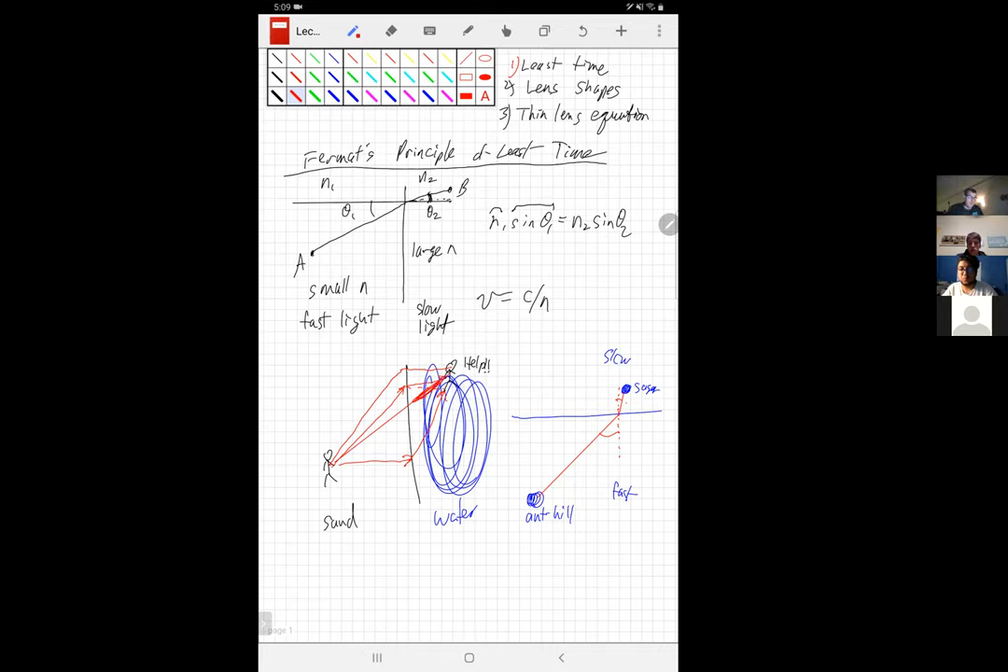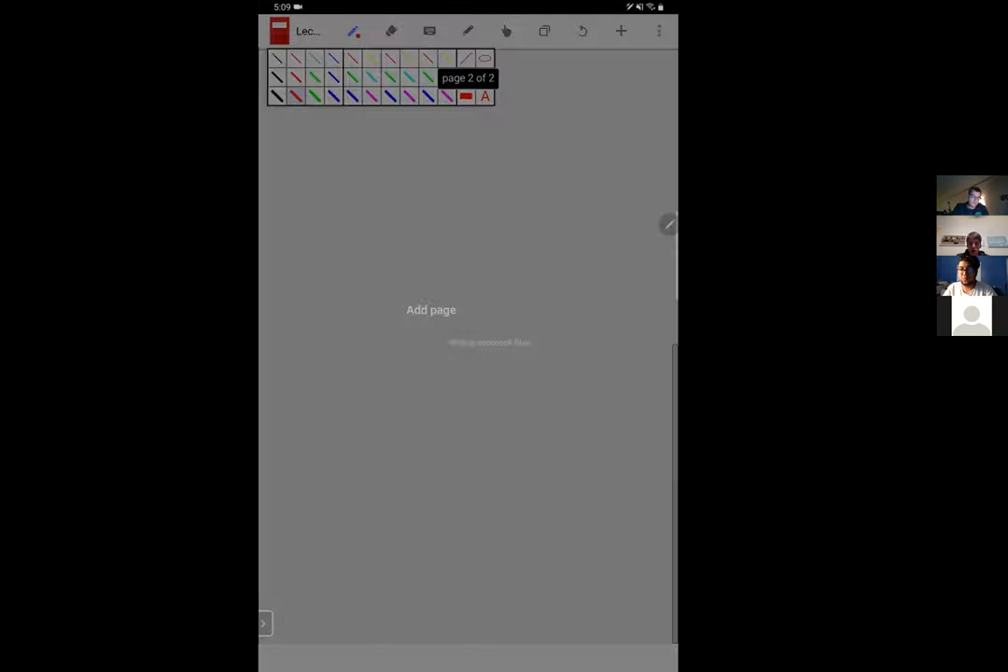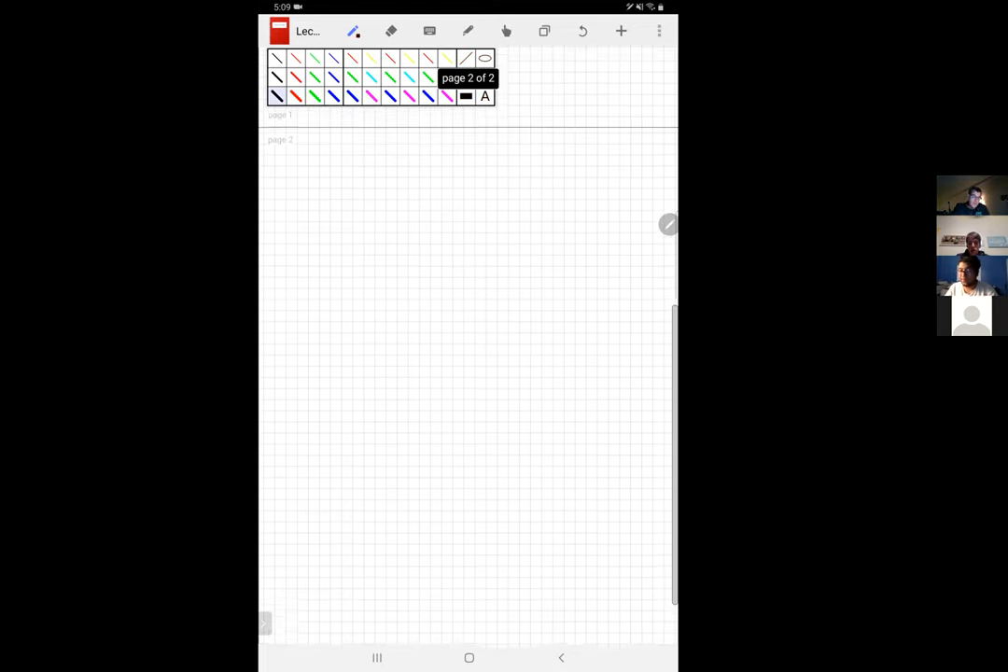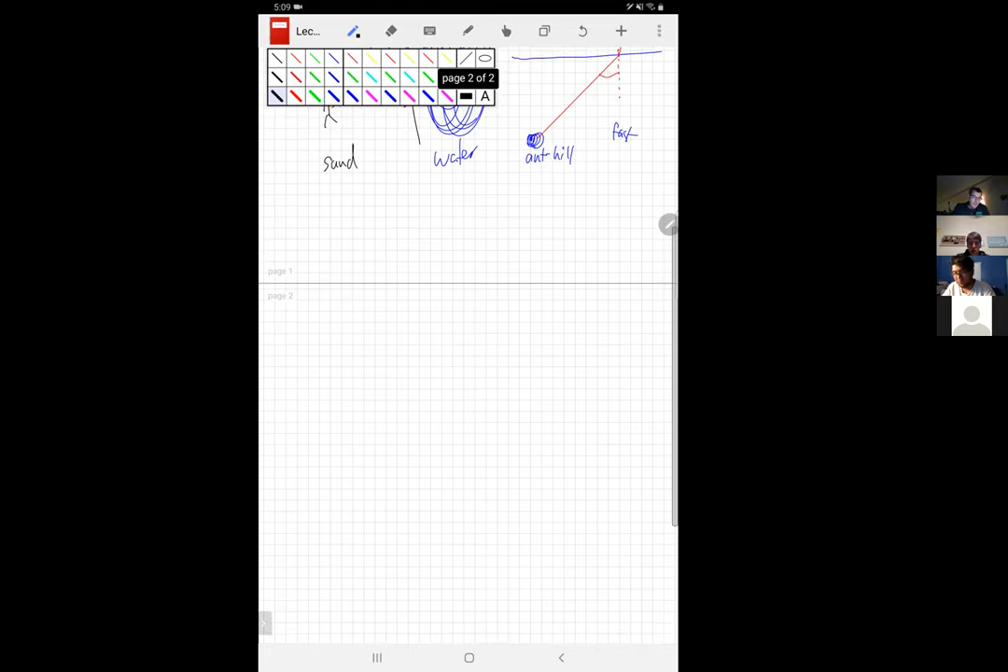We can see qualitatively that it could plausibly represent a trade-off because you're covering, percentage-wise, more distance in the fast medium, but you're not covering all of the distance in the fast medium. You are taking into account the fact that you don't want to just increase the distance more than necessary. And if this were just a mathematical curiosity, then maybe we wouldn't care so much. But it turns out that this helps us understand lens performance.